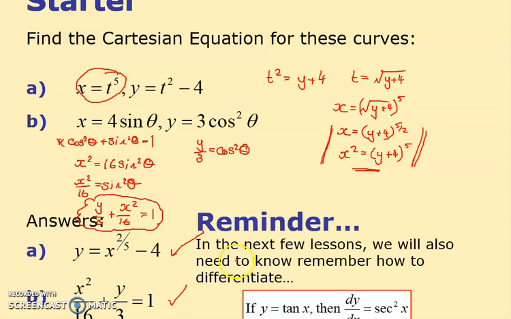A reminder, the next few lessons we'll need to remember this. So just remember, if you've got tan x and you differentiate tan x, you get sec squared. So I'll say again, if you differentiate tan, you get sec squared. That's another way of writing it.